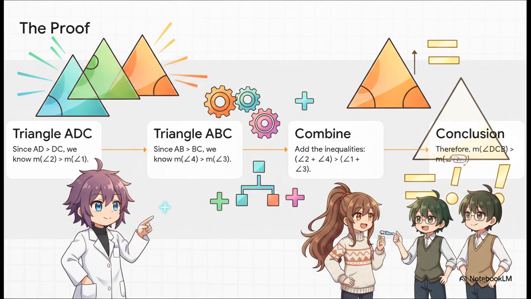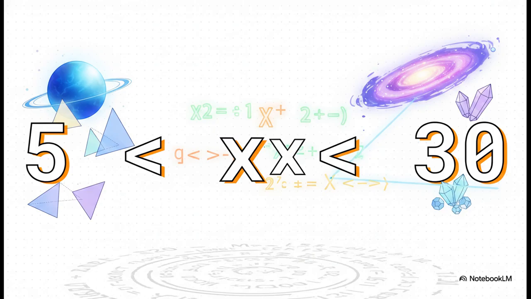First, just look at the top triangle. Since side AD is longer than side DC, we know that angle 2 has to be bigger than angle 1. Easy enough. Now, look at the bottom triangle. Side AB is longer than side BC, so we know angle 4 is bigger than angle 3. All we have to do now is add the two bigger pieces together and the two smaller pieces together, and boom, we've proven it.